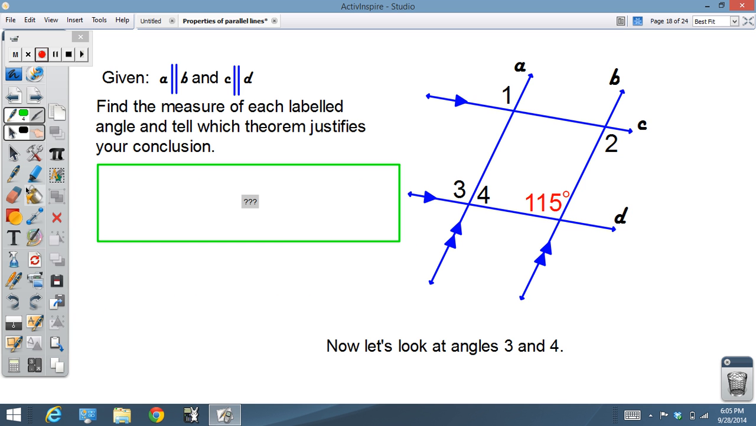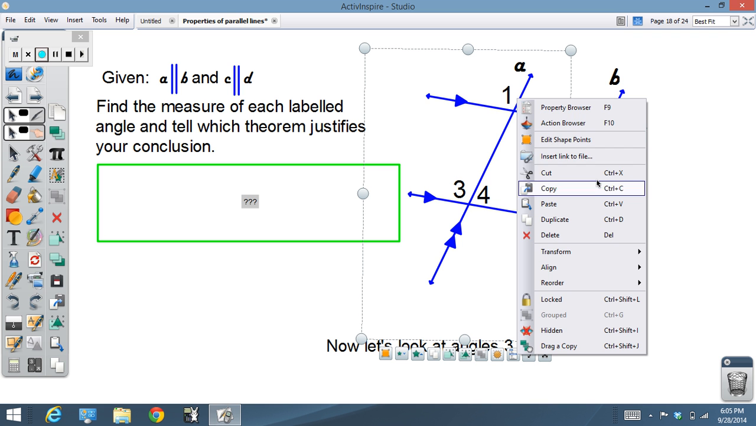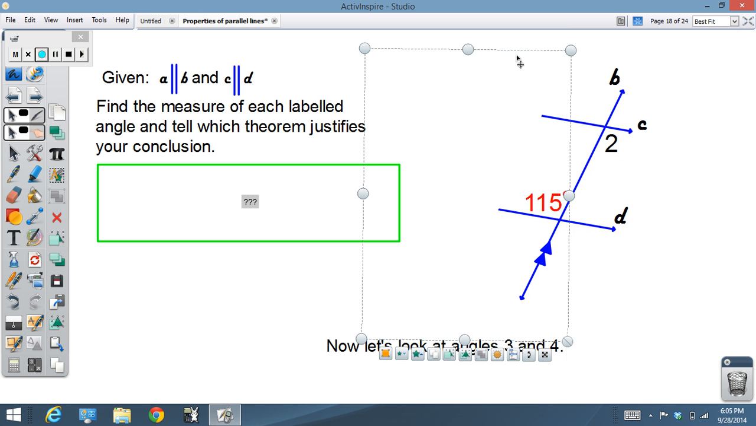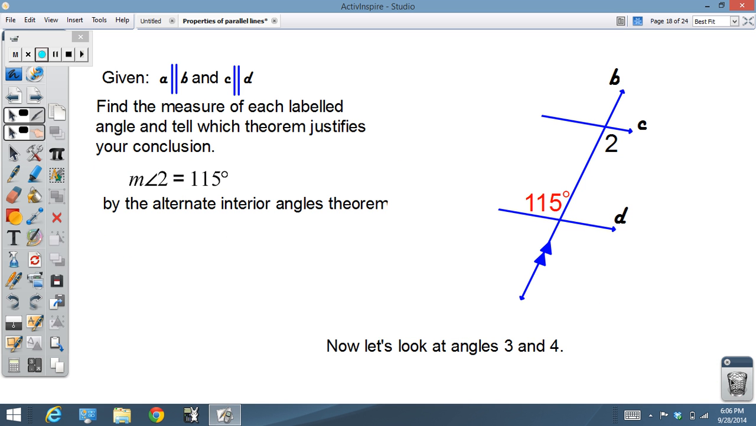Here's what we got. I am going to pull a little computer magic here and wipe out the left-hand side of the picture so that I can evaluate what happens using just lines C and D being parallel cut by transversal B. Now I see 2 and 115 are alternate interior angles. And if that's the case, they must be congruent. So the measure of angle 2 has to be 115 degrees by the alternate interior angle theorem.